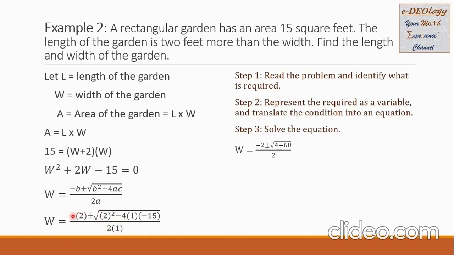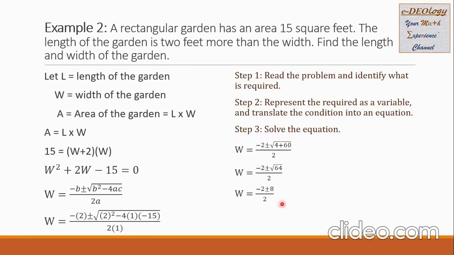This negative of 2 is now negative 2 plus or minus the square root of 2 square is 2. Then we multiply negative 4 times 1 times negative 15. We will have this positive 60. All over 2 times 1 is 2. Then 4 plus 60, we can simplify this further into 64. And we know that the square root of 64 can be simplified into 8.